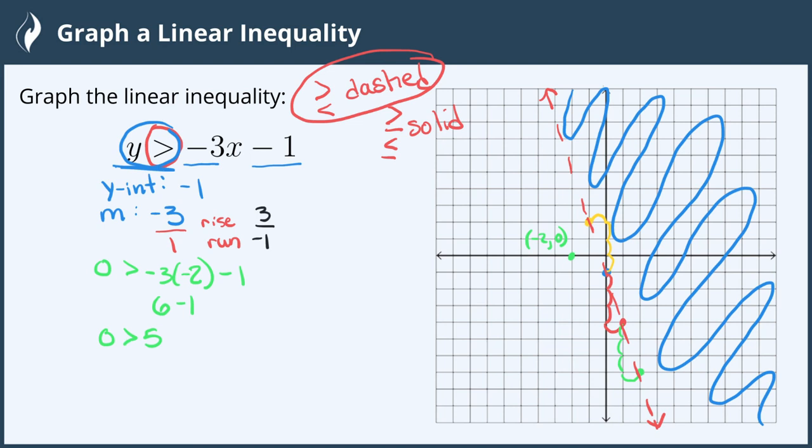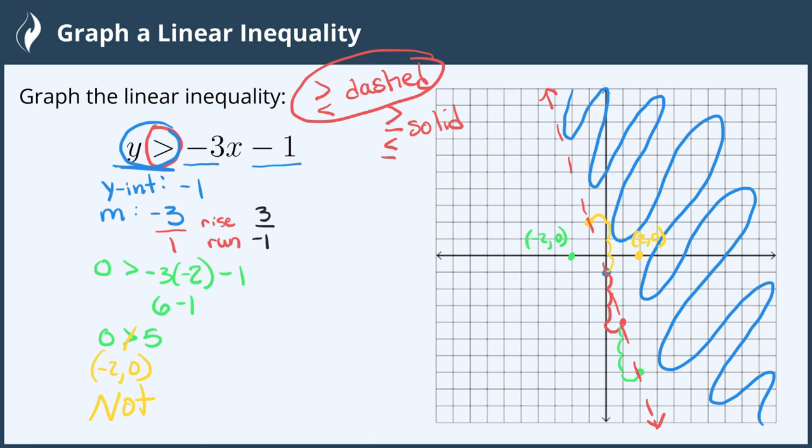And then we ask ourselves if it made that inequality true. Is 0 greater than 5? It is not. So the point negative 2, 0 is not a solution and should not be shaded. So let's try another one. Let's try over here with positive 2, 0.